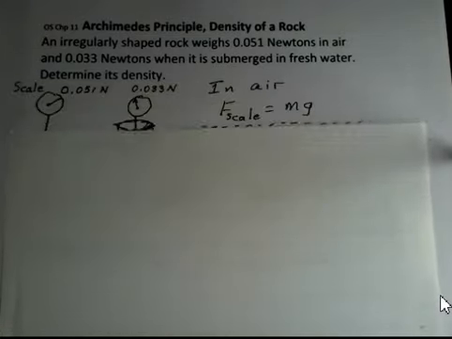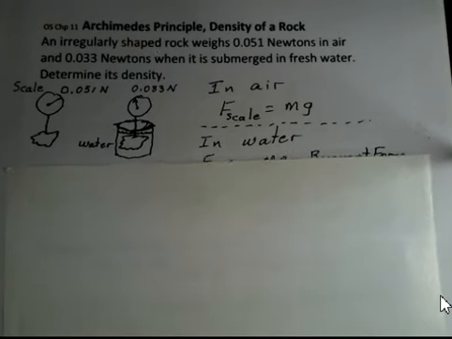So I start with a couple of pictures of this. On the left is the scale measuring the weight of the rock in air, and on the right we have the same scale and the rock is totally submerged in the water and has a little different reading. In the air, the force of the scale is the weight of the object, the mass of the rock times the acceleration due to gravity. I'm ignoring the string. I'm going to say the string is negligible.